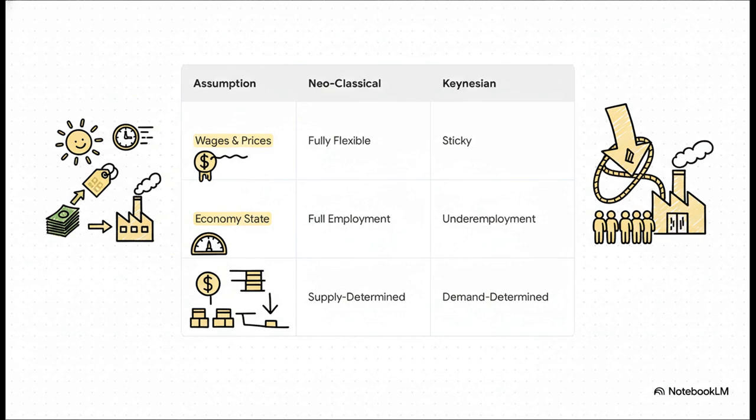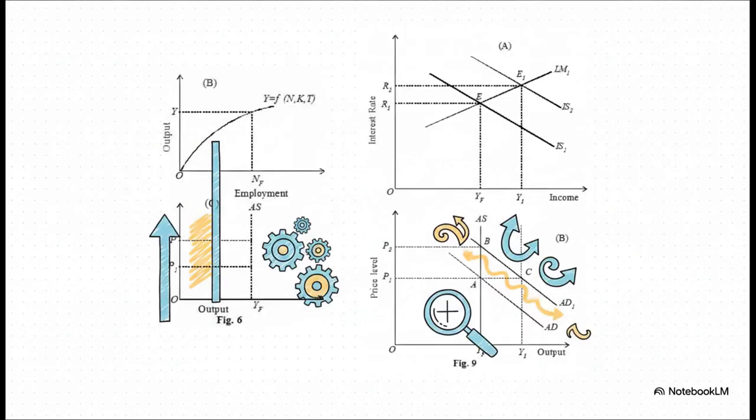On one side, you have the neoclassicals. They kind of imagine the economy as this perfectly oiled machine where prices and wages adjust instantly. In their world, the economy is always at full employment. But then you have the Keynesians, and they look at the real world and say, hold on, things are sticky. Wages and prices are slow to change, which means you can get stuck with high unemployment for a really long time. And that core belief, whether prices are flexible or sticky, it changes everything.